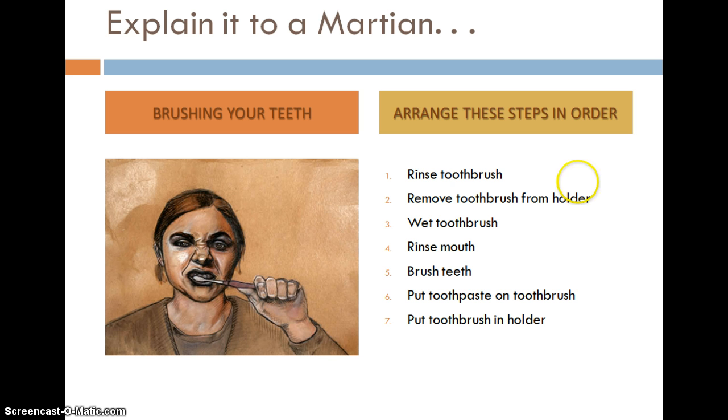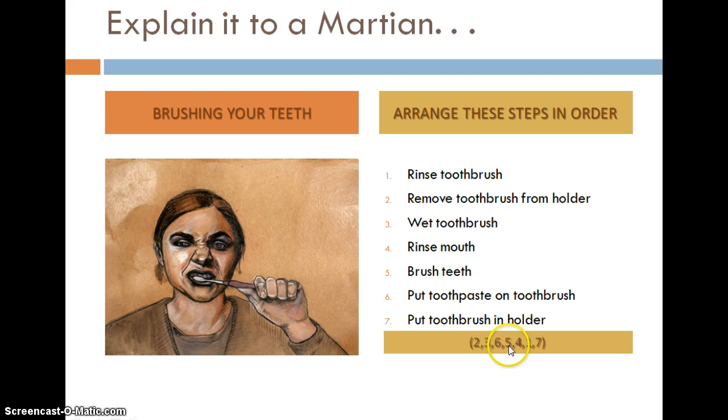Alright, let's see how we did. Let's see what these answers are. The first thing we should do is 2. Remove toothbrush from the holder. If you got that correct, give yourself a pat on the back. The second thing we should do is wet the toothbrush, which is number 3. The third thing that we should do is number 6. Put the toothpaste on the toothbrush.